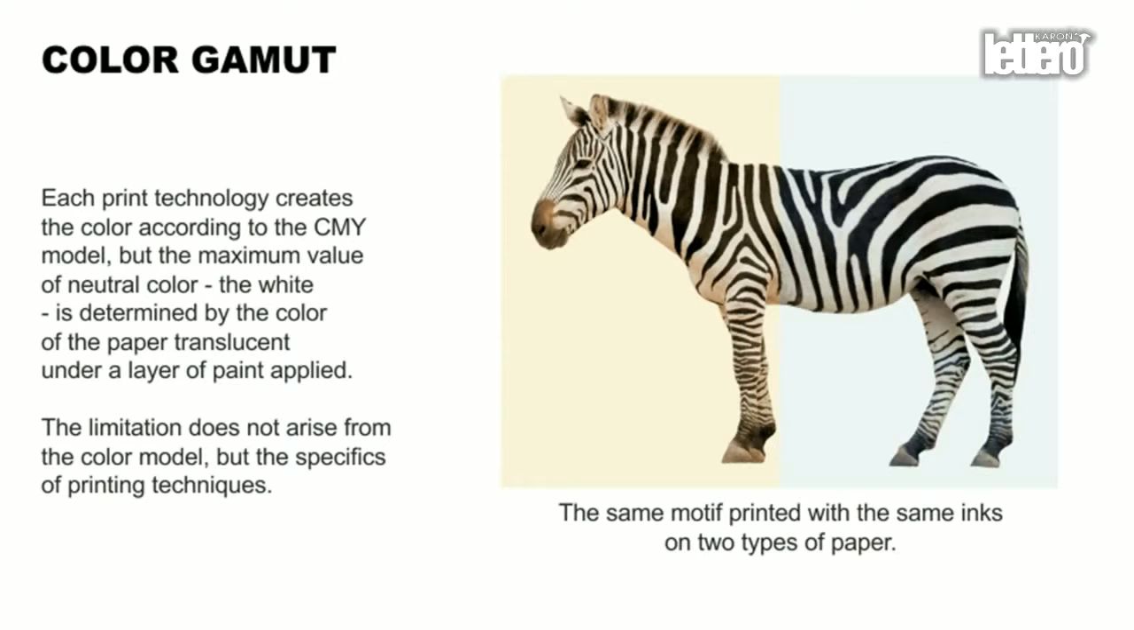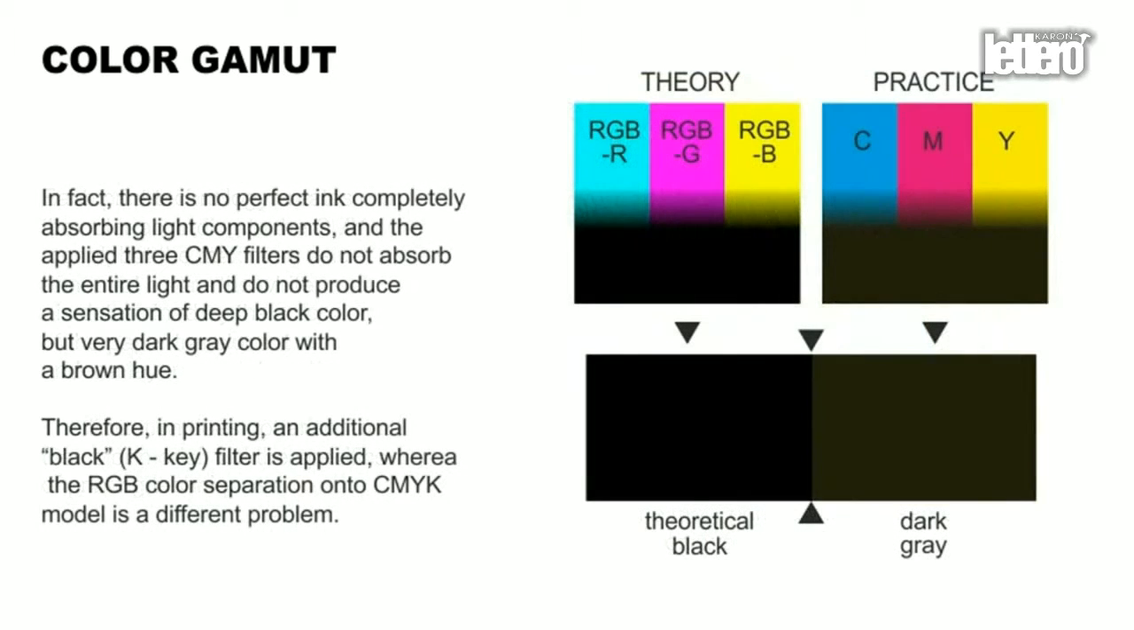The same image printed with the same ink on two different types of paper does not look alike. In fact, there is no perfect ink that completely absorbs light components, and the 3 CMY filters applied do not absorb all the light or produce the sensation of a deep black colour, but rather a very dark grey colour with a brown hue. Therefore, in printing, an additional black K-key filter is applied.